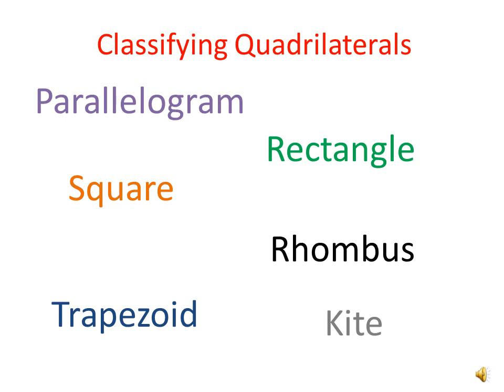Tonight you'll be watching a video on classifying quadrilaterals. We're going to be looking at parallelograms, rectangles, squares, rhombus, trapezoid, and kite.